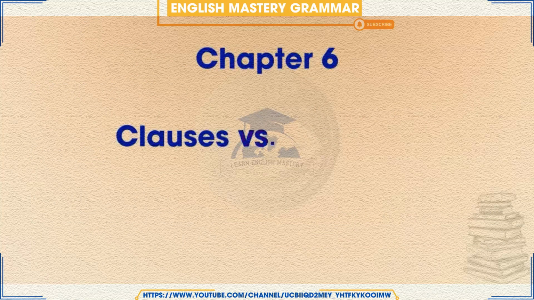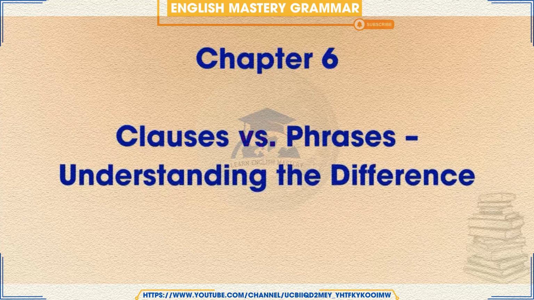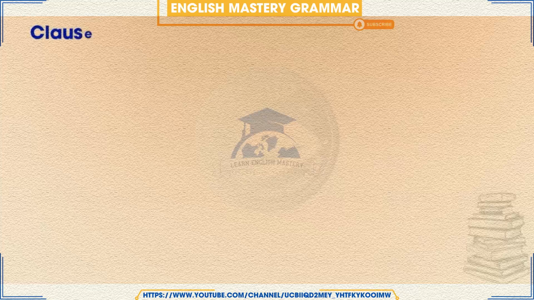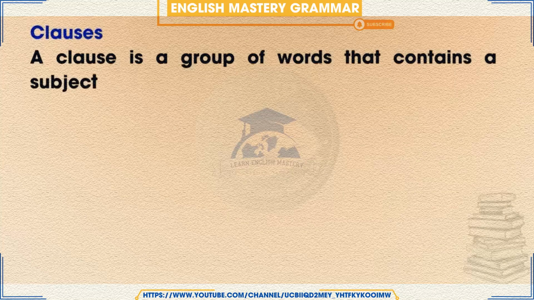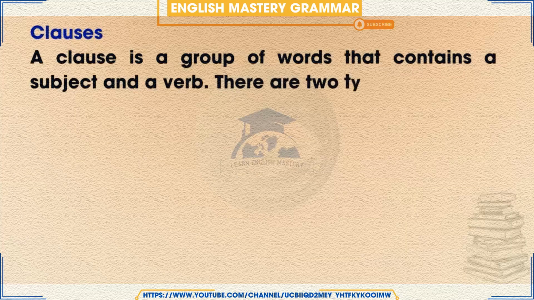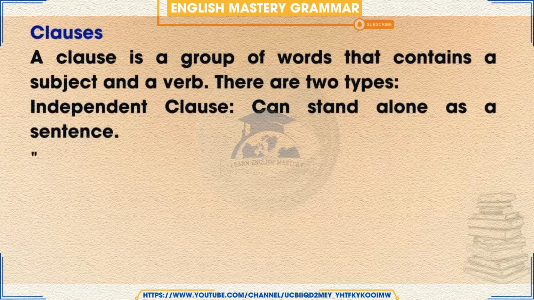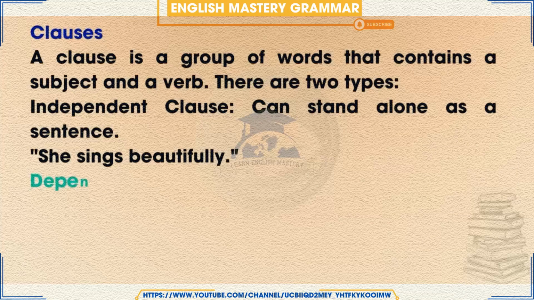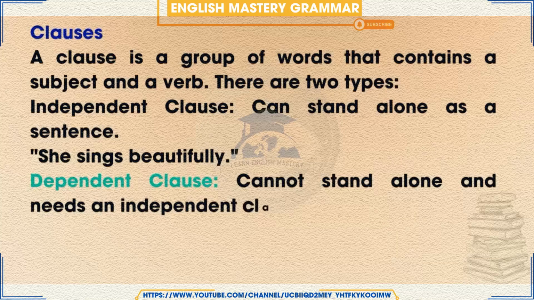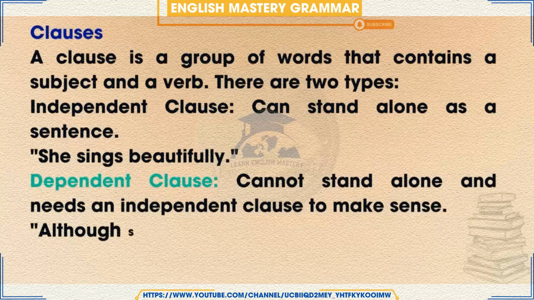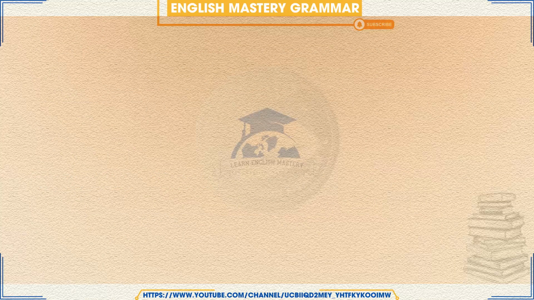Chapter 6: Clauses versus phrases. Understanding the difference. Clauses: a clause is a group of words that contains a subject and a verb. There are two types. Independent clause: can stand alone as a sentence. She sings beautifully. Dependent clause: cannot stand alone and needs an independent clause to make sense. Although she sings beautifully.